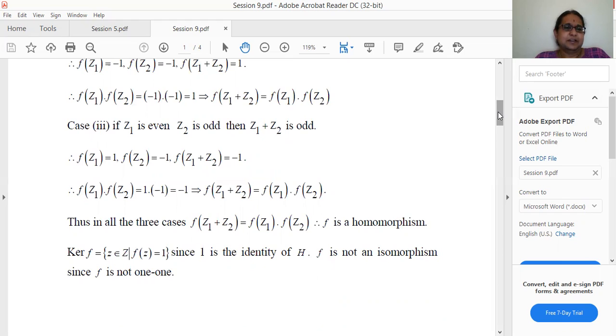So in this problem, we have proved the condition for homomorphism and we have found the kernel of f. And since the mapping is not 1 to 1, we need not check whether it is onto, because out of the two conditions, if one condition is not satisfied, then it cannot be a bijection. So there is no need to prove onto. And here I have shown that f is not an isomorphism.